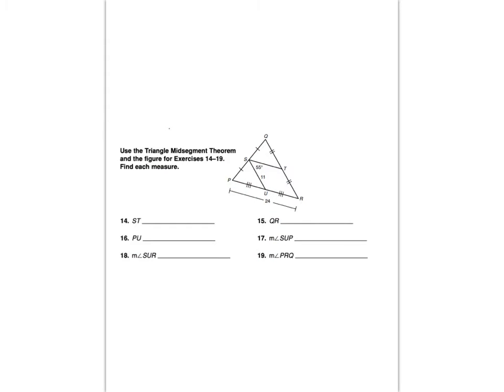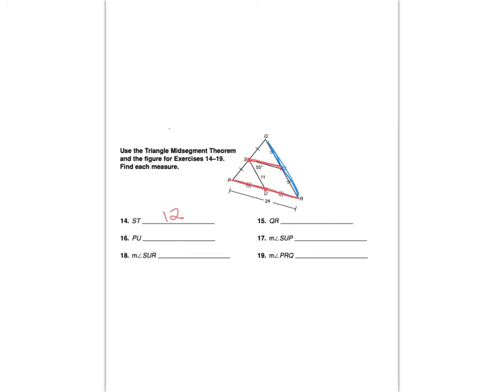One problem here, I'd like you to please pause and try this video. Find all the missing values. Okay, so we know that it's mid-segments because we can see from the drawing that S is the midpoint of QP, T is the midpoint of QR, and U is the midpoint of PR, and that's just by the markings of the tick marks. So what would ST be? Well, ST is parallel to the base, to this third side of 24, and it's going to be half of that, so it's 12.